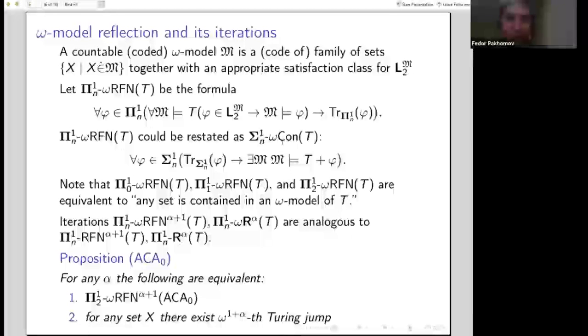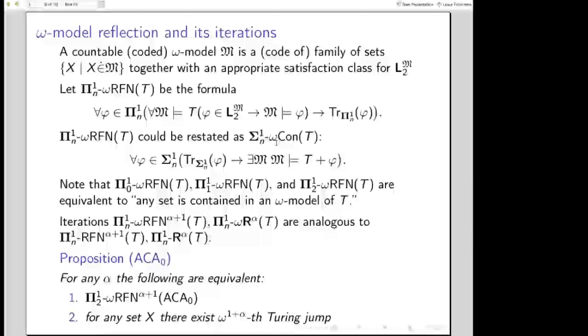So this omega model reflection dually could be rephrased as the following. If phi was both a sigma 1n sentence and it was true, then there exists a countable coded omega model of T where phi holds. And basically, this is the usual way of stating omega model reflection. So in this more usual notation, what I call Π1n omega model reflection should correspond to sigma 1n omega model reflection. But it's just a slight difference in terminology.